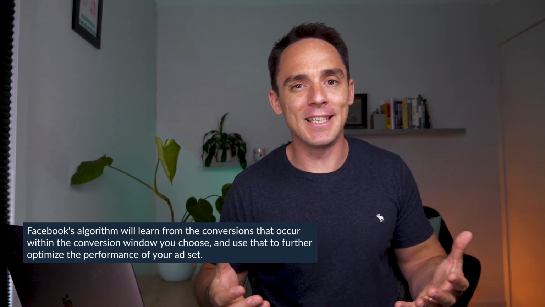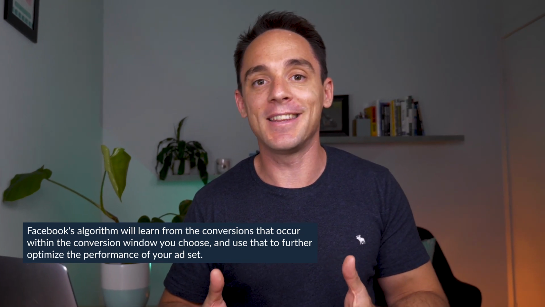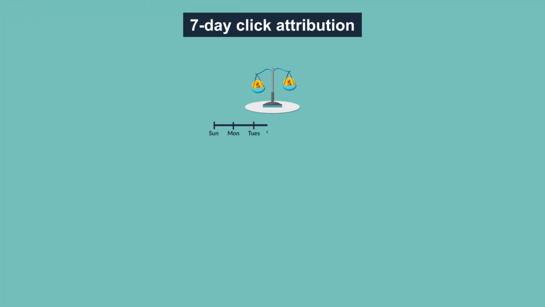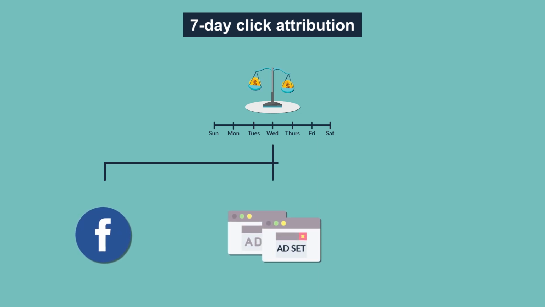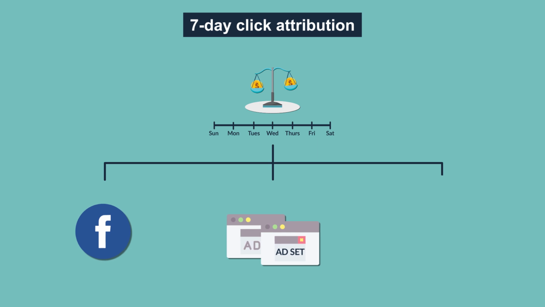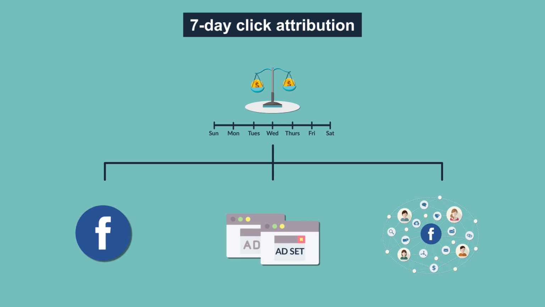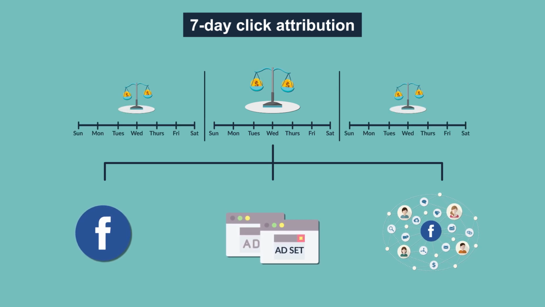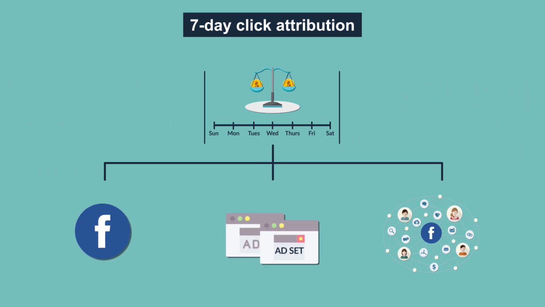So basically what that means is Facebook's algorithm will learn from the conversion events that occur within the attribution setting that you choose. For example, if you choose a 7-day click attribution, that means that any conversions that occur within 7 days of somebody clicking on your ad will then feed back to Facebook. Those conversions will be attributed to that particular ad and ad set. And those conversions that happened within 7 days will also be fed into Facebook's algorithm and used to continue to optimize your ads. Any conversions that occur outside of that 7-day click window will not be used in the optimization process for your ad set and your ads.